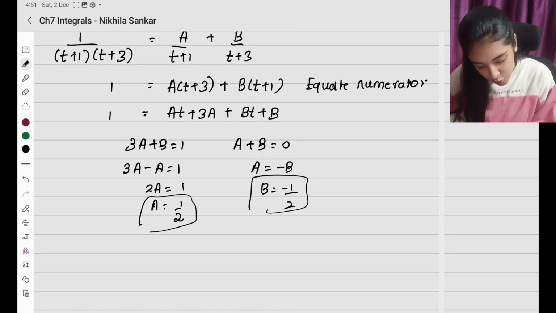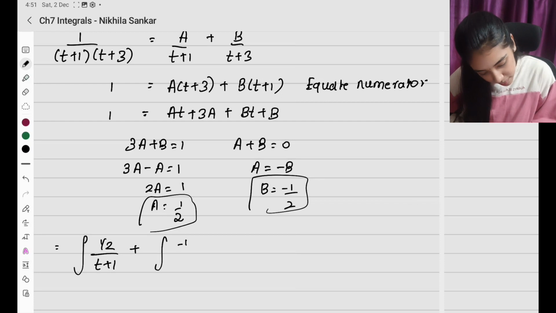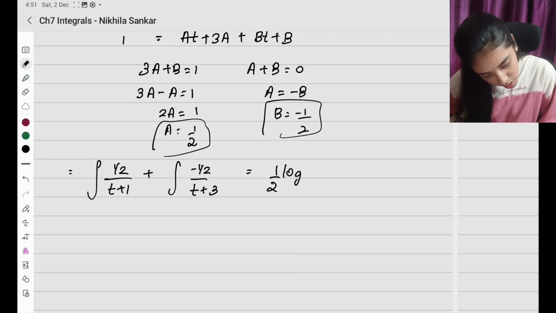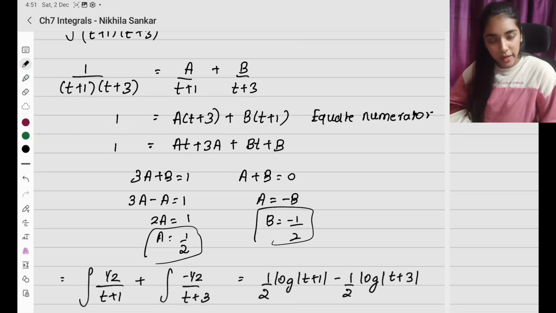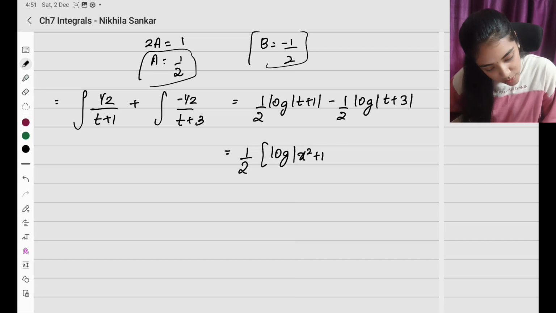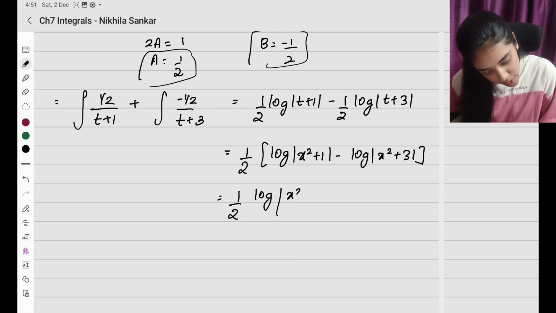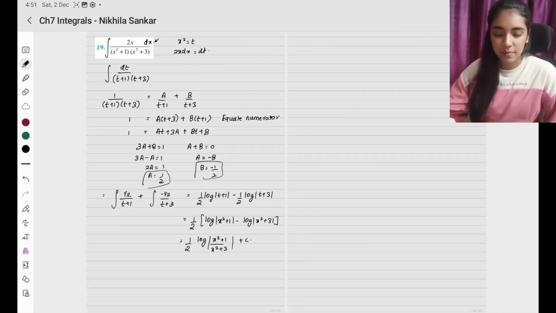I can substitute. My integral looks like the integral of 1 by 2 divided by t plus 1 plus minus 1 by 2 divided by t plus 3, which is going to be half log mod t plus 1 minus half log mod t plus 3. I can take the half outside, and what is inside? Log mod t I am going to put back. So x square. After taking the integral, log mod x square plus 1 minus log mod x square plus 3. Log of a minus log of b is log of a by b. So x square plus 1 by x square plus 3 plus c. Okay, so this is my final answer. Please copy.